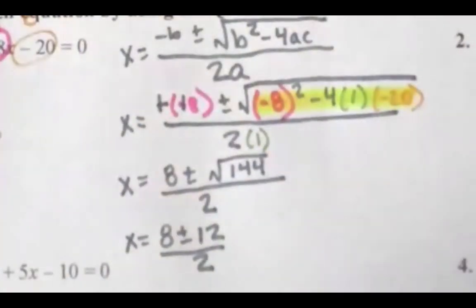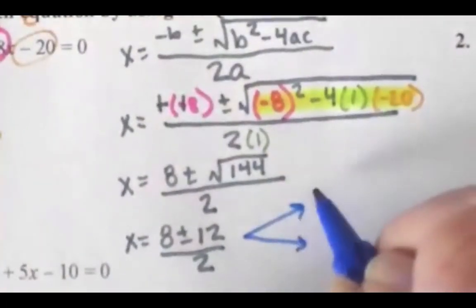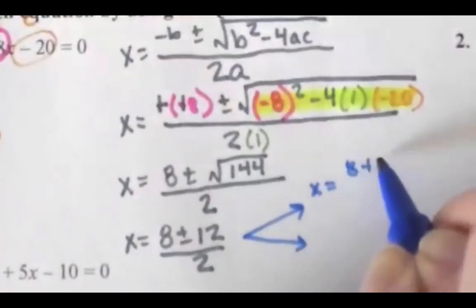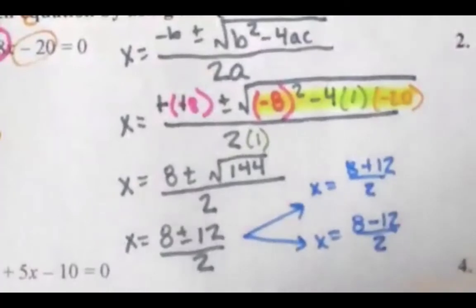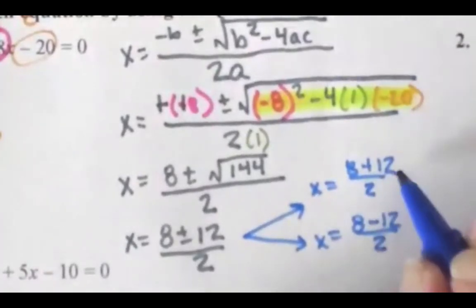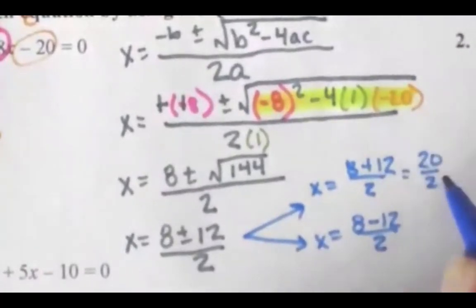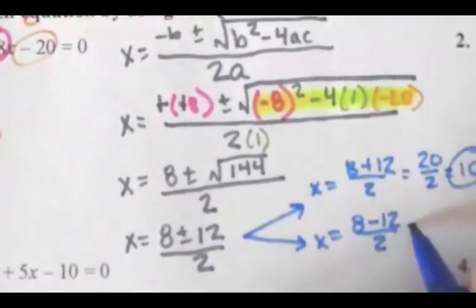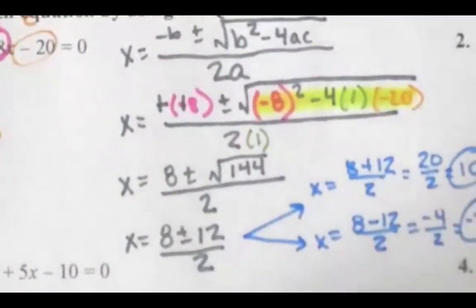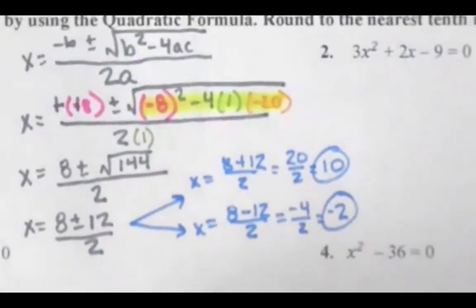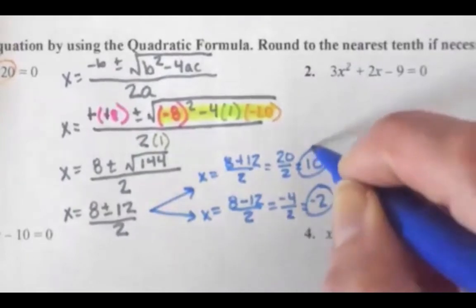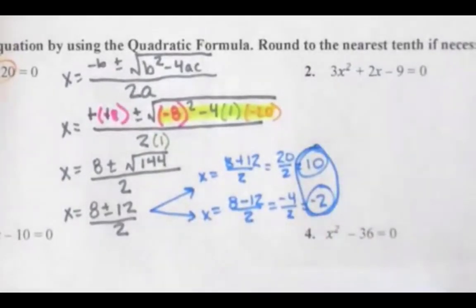And on that very last step here, I split it up into x equals 8 plus 12 over 2 and x equals 8 minus 12 over 2. 8 plus 12 is 20. Divided by 2 is 10. That's one answer. 8 minus 12 is negative 4. Divided by 2 is negative 2. You get these two answers, 10 and negative 2. Cool. Like I said, it's a little bit of work, but it's not necessarily hard. It just takes a little bit of time.